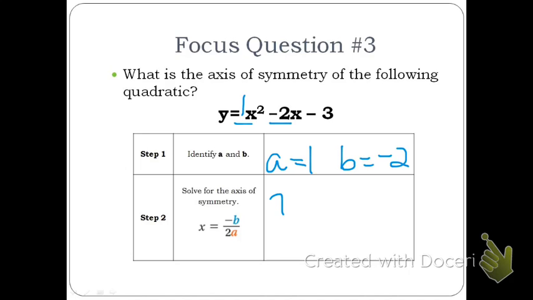So using the equation, x is equal to the opposite of b, which would be positive 2, all over 2 times a. Well, 2 times 1 is 2. Therefore, our axis of symmetry is at positive 1.